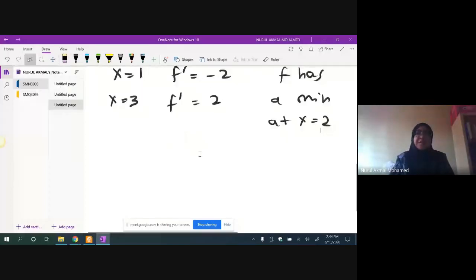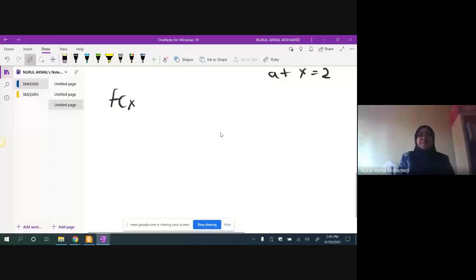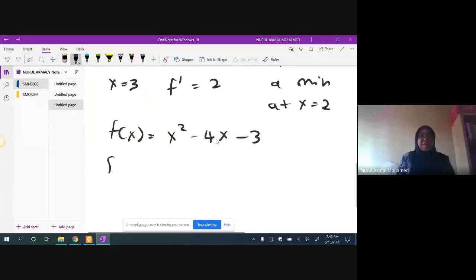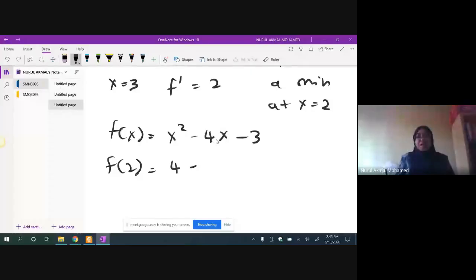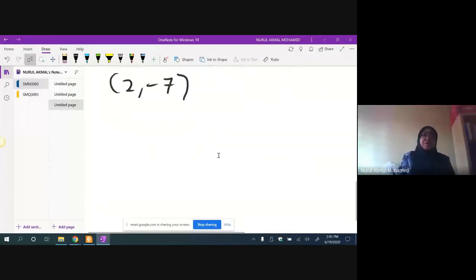Okay, and then what will be the coordinates at x equal to 2? This is the function: f of x is equal to x squared minus 4x minus 3. So what is f of 2? If you substitute 2, you will have 4 minus 8 minus 3, which is negative 7. So the coordinate of the minimum value is (2, negative 7).